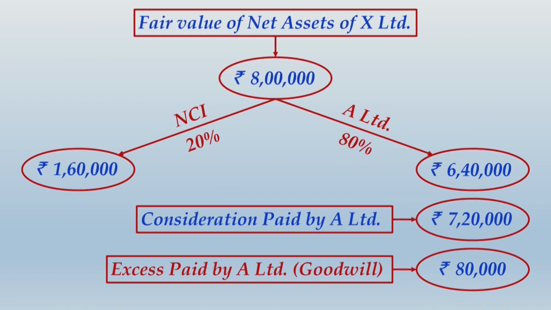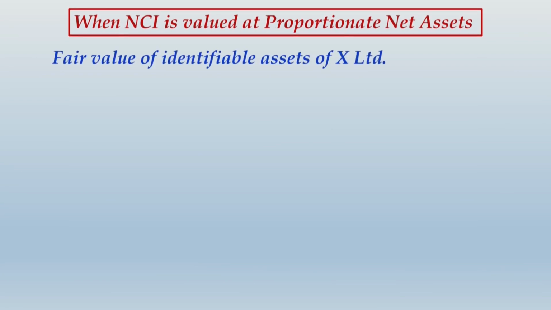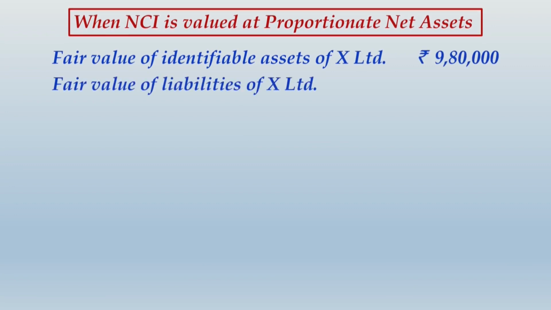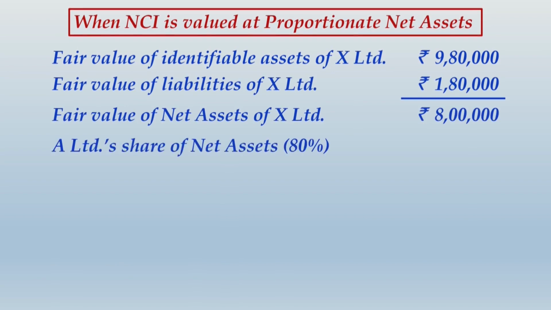Alright friends, you would have finished writing this. Let us move ahead and now systematically note it down. When non-controlling interest is valued at proportionate net assets, fair value of identifiable assets of X Limited is 9,80,000. Fair value of liabilities of X Limited is 1,80,000, resulting in fair value of net assets of X Limited as rupees 8 lakhs. A Limited's share of net assets is 80%, that will be 6,40,000.